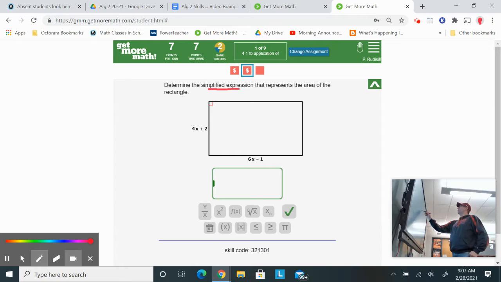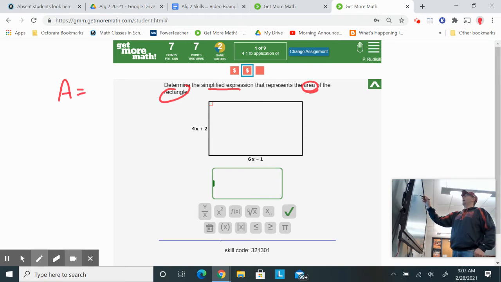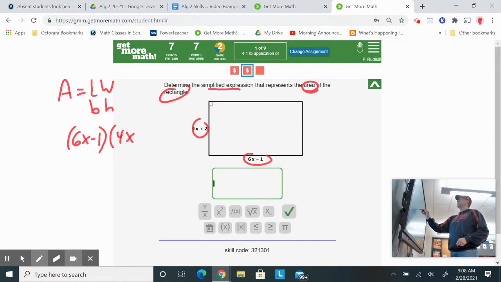Determine the simplified expression that represents the area of this rectangle. We all know the area of a rectangle is length times width, or some people say base times height because every angle in a rectangle is a right angle. And the base is 6x minus 1. So that is an algebraic term. We call it a binomial. And the height is 4x plus 2.